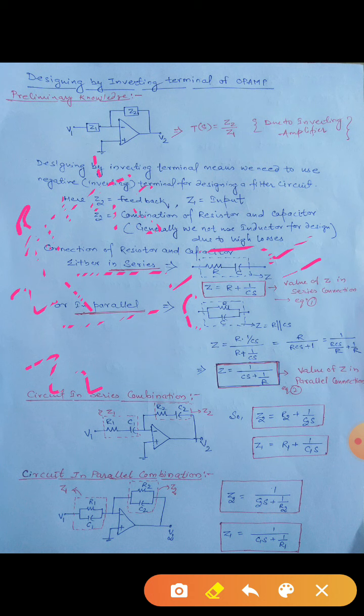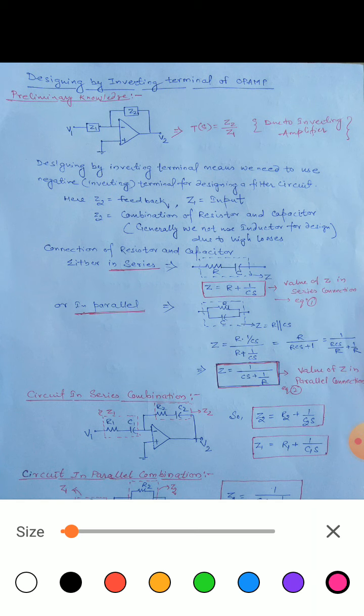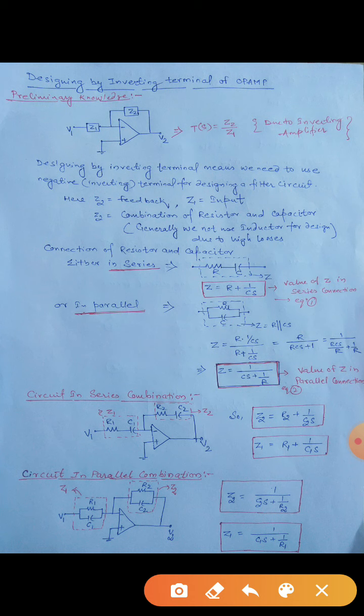Now if we talk about the parallel combination, then the circuit must be connected in parallel form, and the value of Z will be equal to R in parallel with CS. If I solve this expression, then the value of Z is equal to R into 1 by CS divided by R plus 1 by CS. After some simplification, the final value of Z would be 1 by CS plus 1 by R. This is the final value of Z.